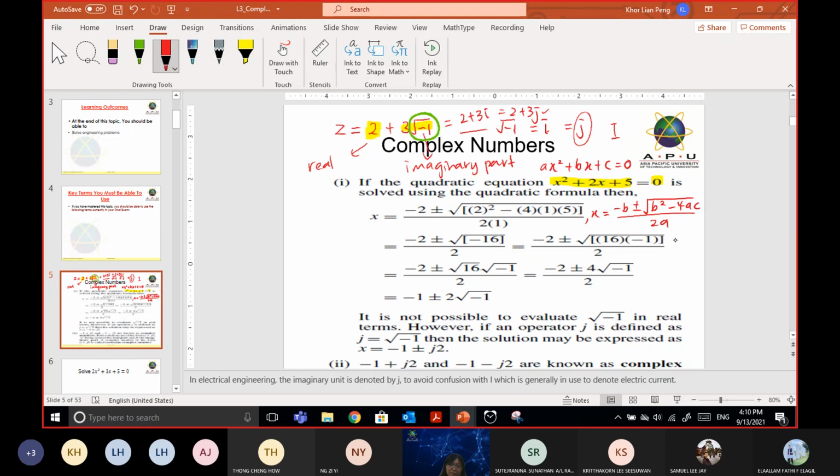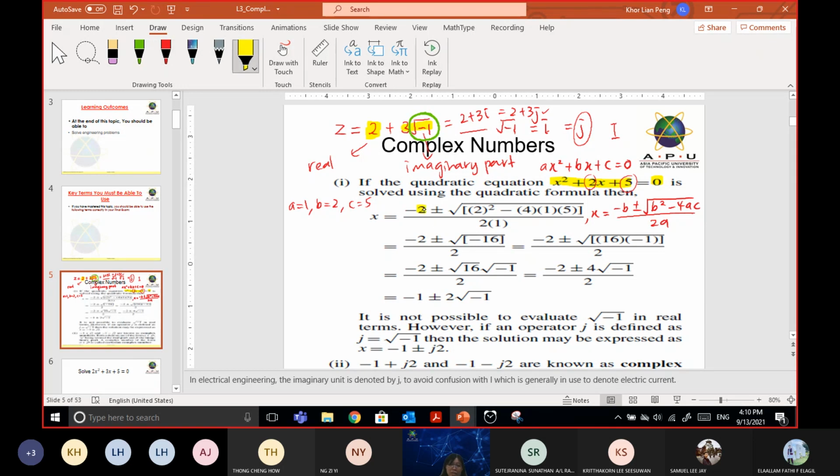I believe you have learned this in EMTS and of course in high school. So this is the formula. Now when we look at the question that we have here, x squared plus 2x plus 5, that means our a equals 1, then b is 2, so b equals 2, and c should be 5, so c equals 5. Now if I substitute a equals 1, b equals 2, c equals 5 into the quadratic formula, this is what I have.